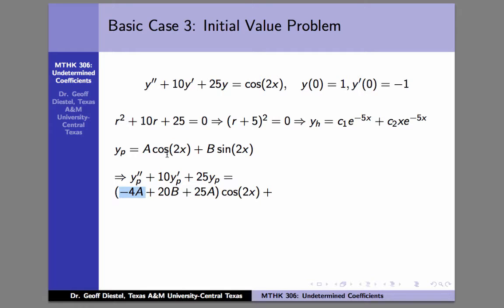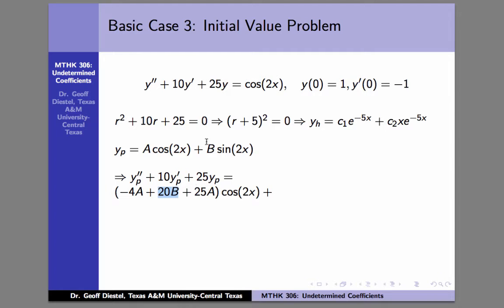Where else do I get cosine of 2x? When I compute one derivative of this. One derivative of this is 2b cosine of 2x. But one derivative comes from the second term, which has a factor of 10. So that's where the 20b is coming from.